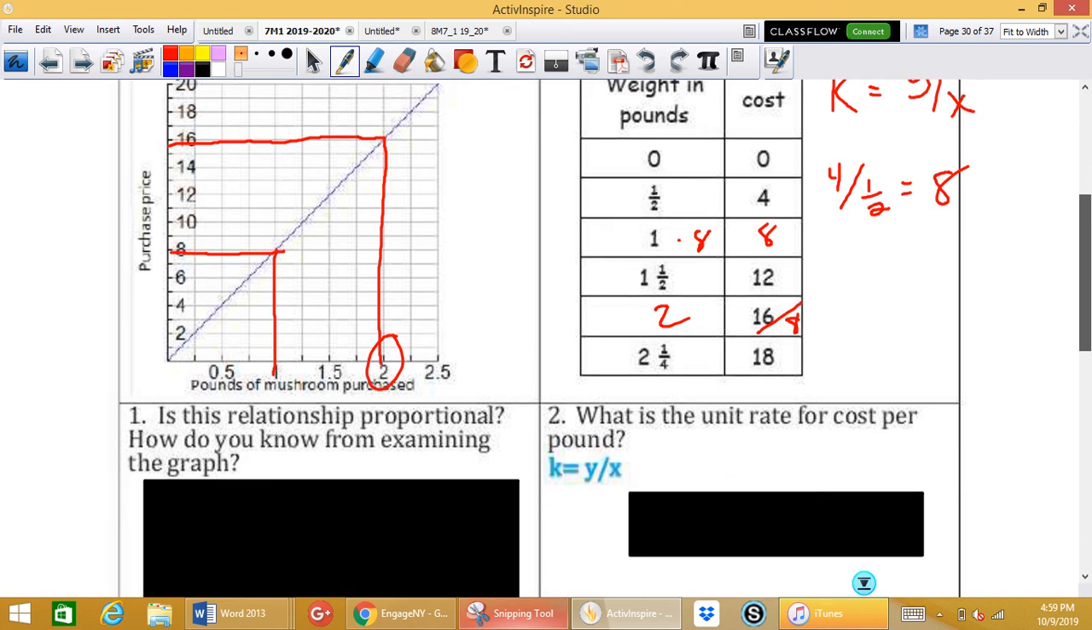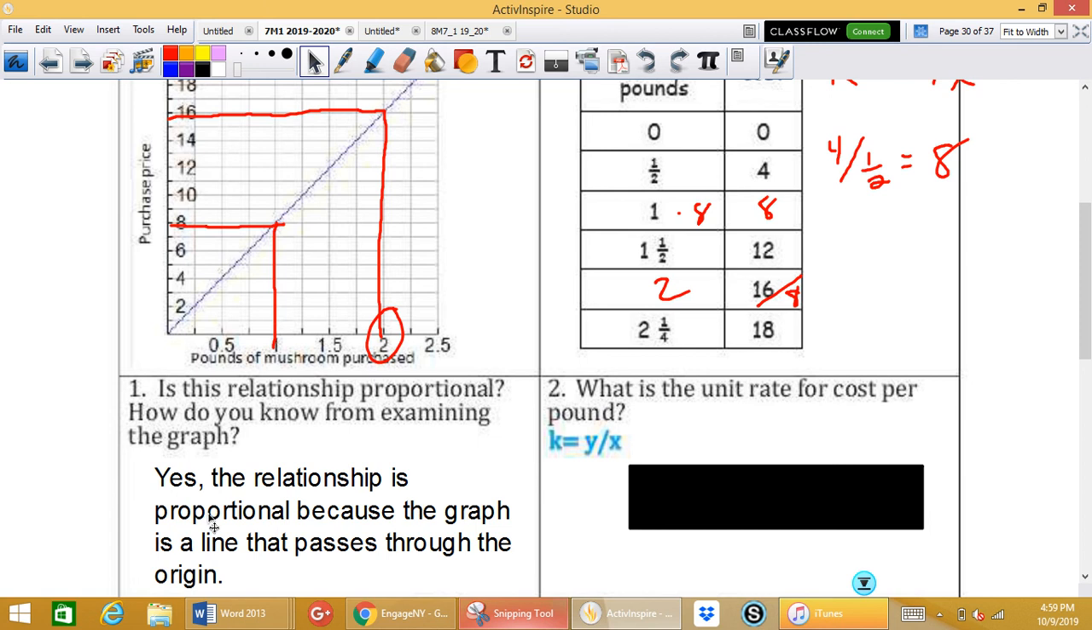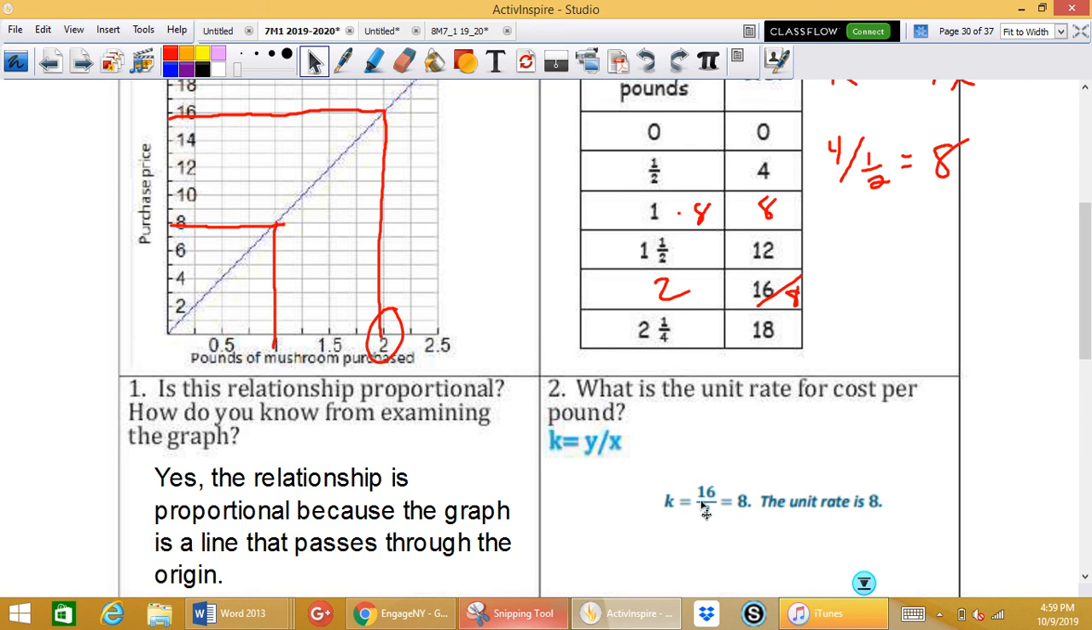Is this relationship proportional? How do you know from examining the graph? Yes, the relationship is proportional because the graph is a line that passes through the origin. What is the unit rate for the cost per pound? k is 16 over 2, which is 8, so the unit rate is 8. So that means $8 per 1 pound.